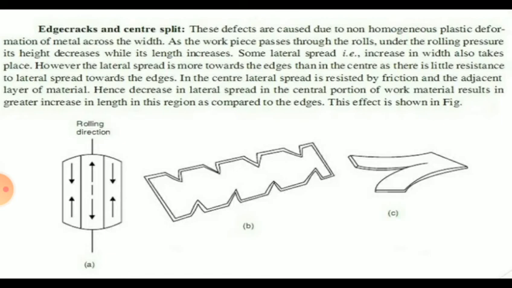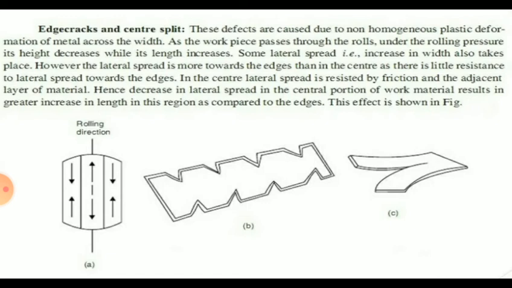However, due to continuity of the material elements, the elements near the edges will be under tension, and the elements near the center will be under compression. Such a situation can lead to edge cracks. So you can observe in diagram B, there is a cracking of the edges because the elements near the edges will be under tension and the elements near the center will be under compression. So due to tension, the edges will get cracked.